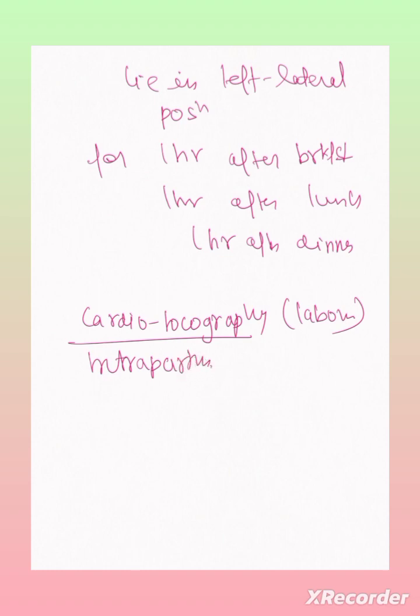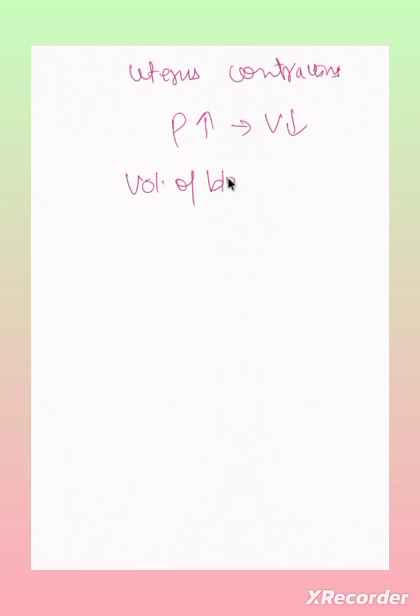Now in intrapartum fetal monitoring, a very important component which is added is uterine contraction. What you have to remember is that whenever the uterus contracts, the pressure is going to increase, so the volume will decrease. So the volume of blood going to the fetus would decrease.